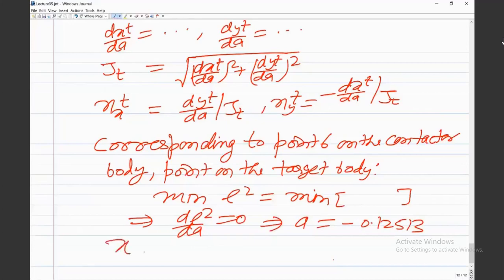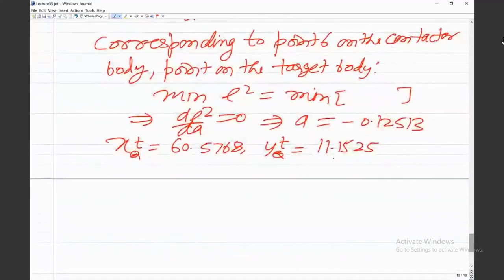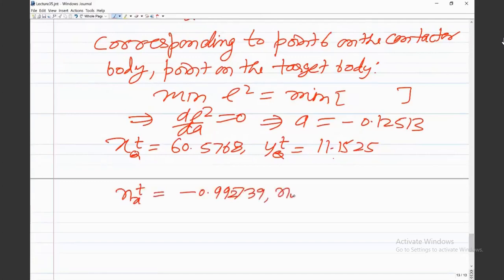And then if you look at the point on the target, so xqt comes out as 60.5768 and yqt comes out as 11.1525. So you must do all these calculations. At this point, point 6 is on the contactor body and point q is on the target body. You have got the corresponding a, so you can calculate the components of the normal vectors. You will get nxt coming out as minus 0.992739, and nyt of the normal to the target body at the point q comes out minus. Now you put the corresponding value of a and get the nxt and nyt. So 0.120288.